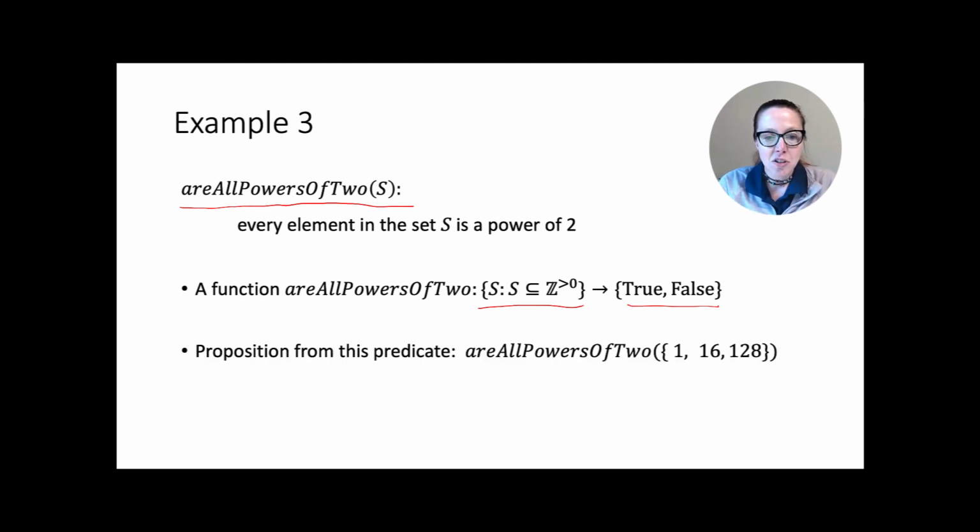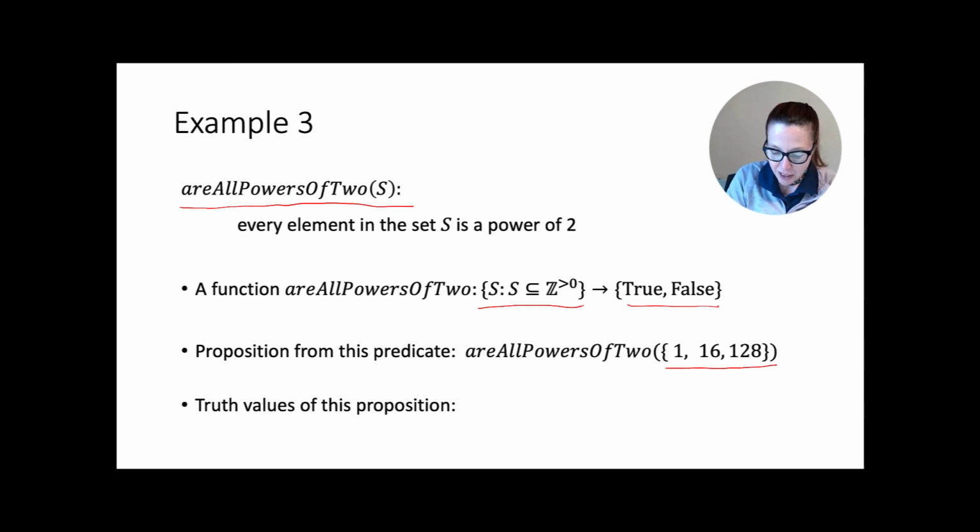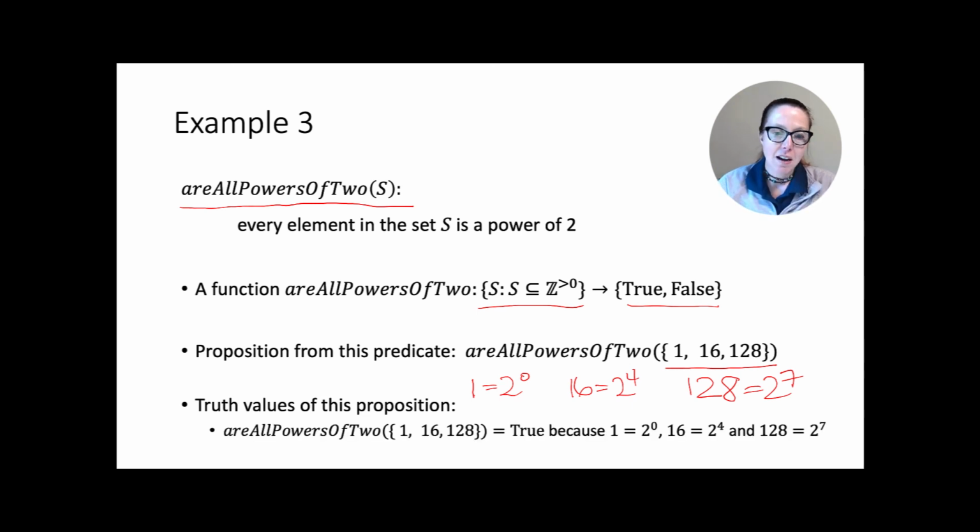And so a proposition that we can form from this predicate would be of the form are all powers of 2, and we're going to take in the set 1, 16, 128. And the truth value of this proposition, well, we can check quickly that 1 is equal to 2 to the 0, 16 is equal to 2 to the 4th, and 128 is equal to 2 to the 7th. So are all powers of 2 is true because of that fact.